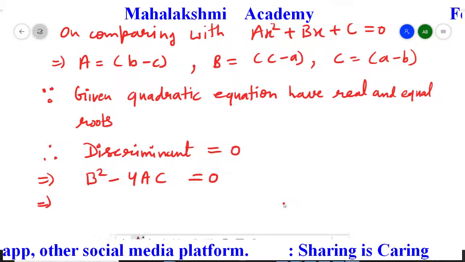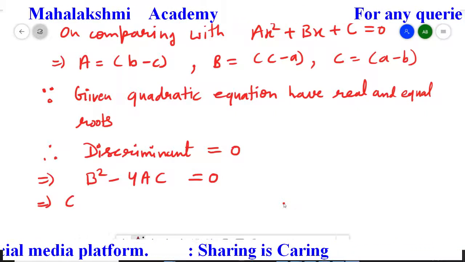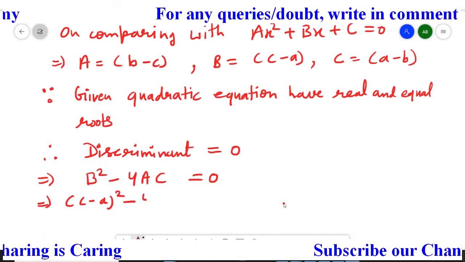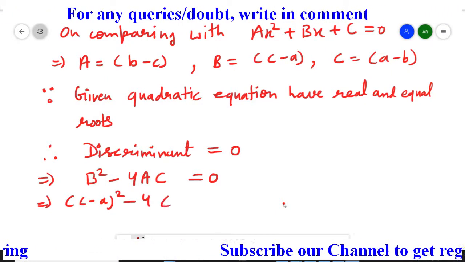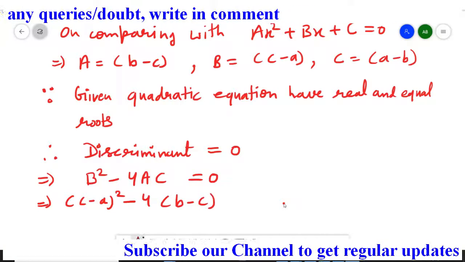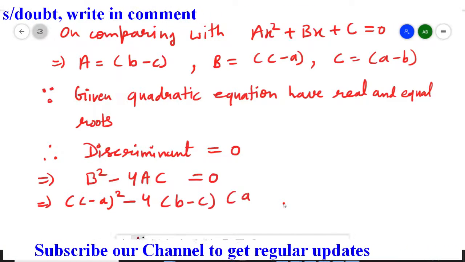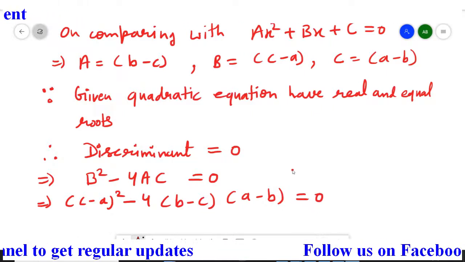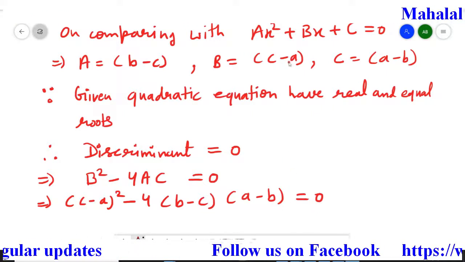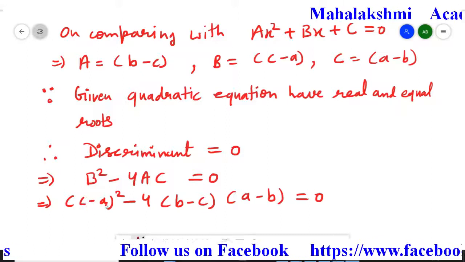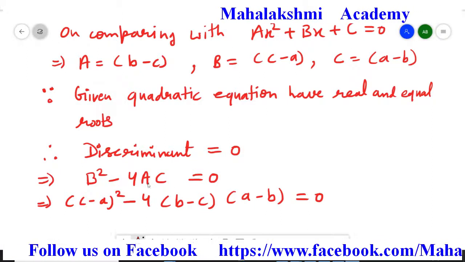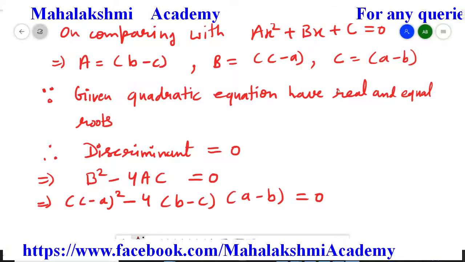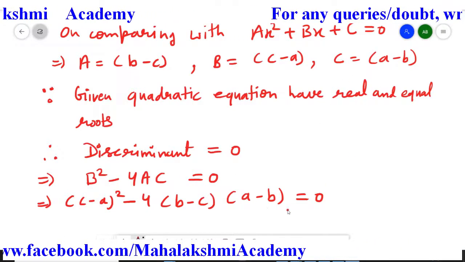On replacing the capital B's value, we will get (c minus a) whole square minus 4 multiplied by A. A is b minus c and capital C is a minus b, equal to 0. So see here what we have done. Capital B value is c minus a, so I replaced it here. Then minus 4, there is no symbol, meaning they are in multiplication. A's value is b minus c and capital C's value is a minus b.